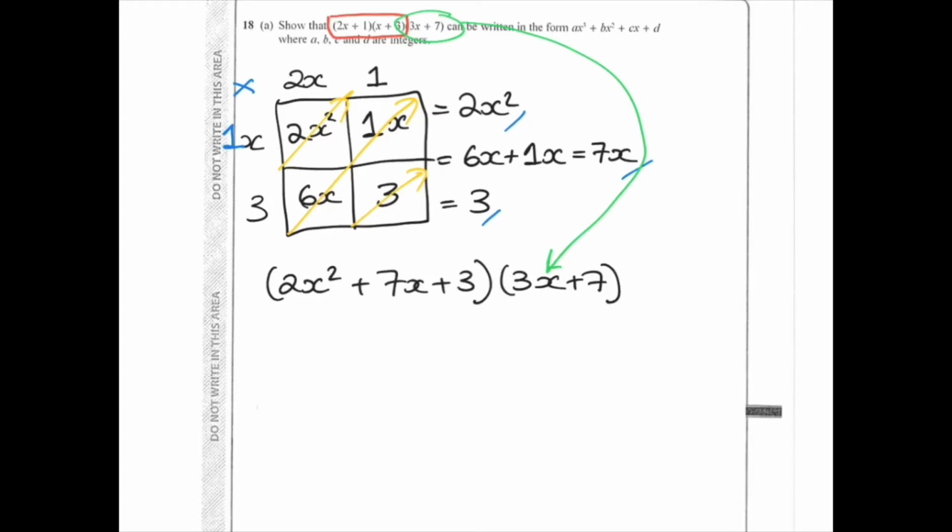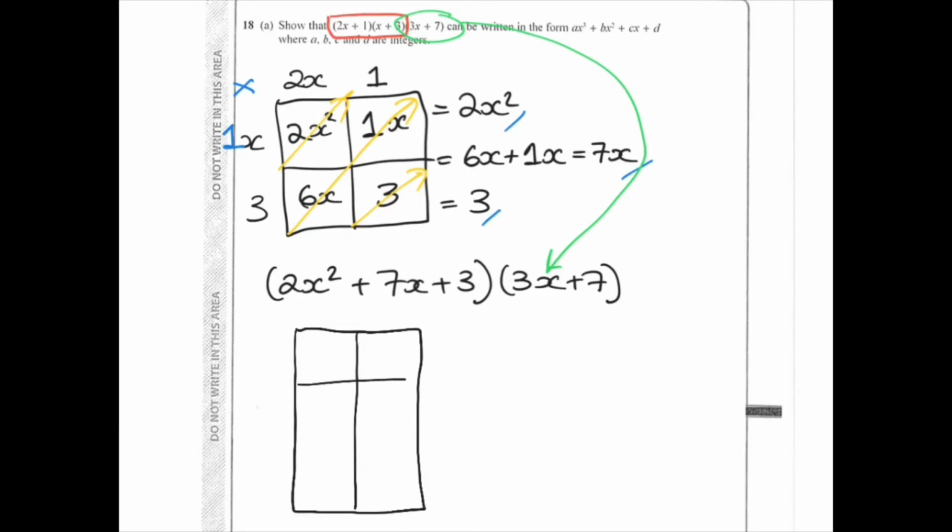Same method. Nothing's different except for now you have in this first bracket 1, 2, 3 terms, all being multiplied by the second bracket, 1, 2 terms. So your grid's going to get slightly bigger, but that's okay. So let's have a look at this. It's going to look something like this. It's a little bit small, but we can work with it.